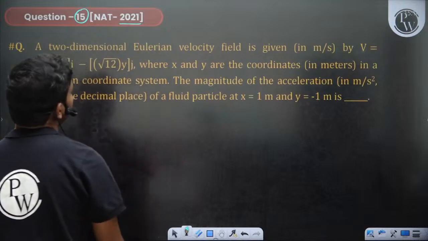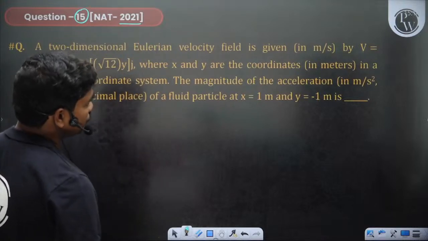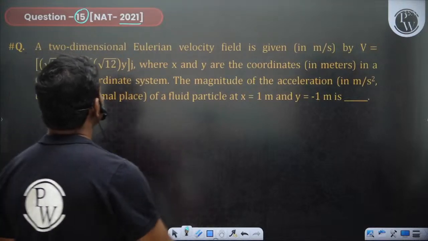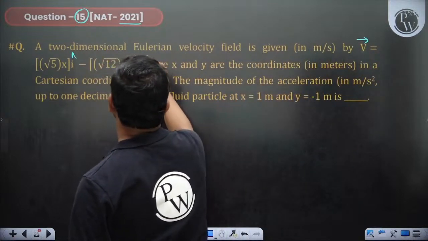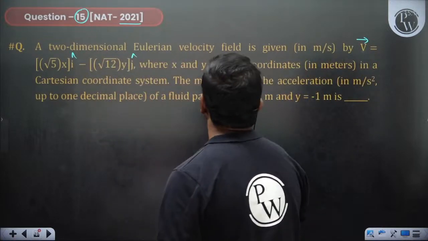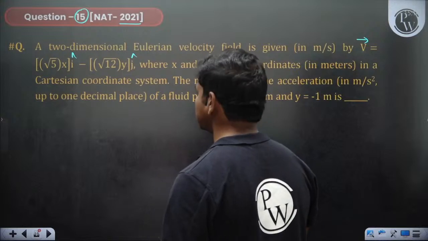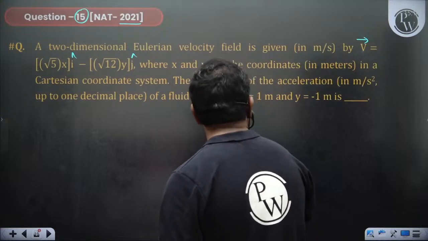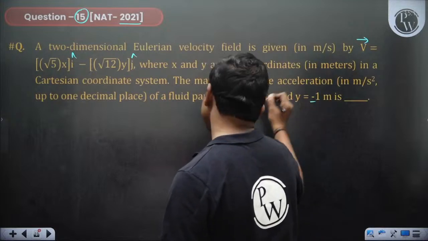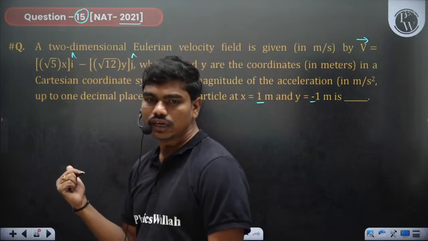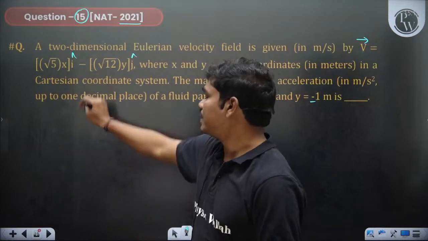2021. A 2D Eulerian velocity field is given by v equal to √5 x i cap minus √12 y j cap. x and y are the coordinates in meters in a Cartesian coordinate system. Find the magnitude of the acceleration in meters per second squared of a fluid particle at x equal to 1 and y equal to −1. And clearly the flow is steady flow. There is no involvement of time anywhere.